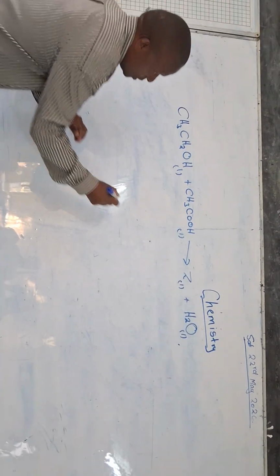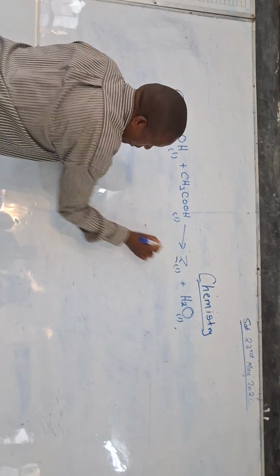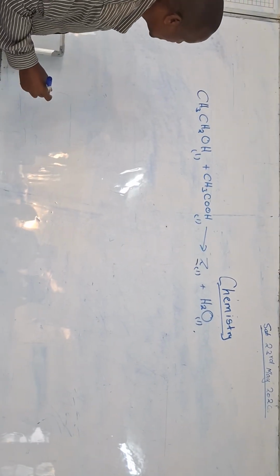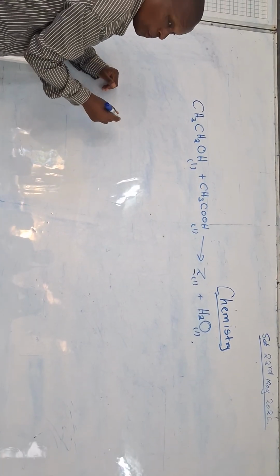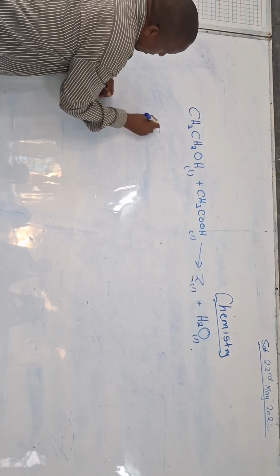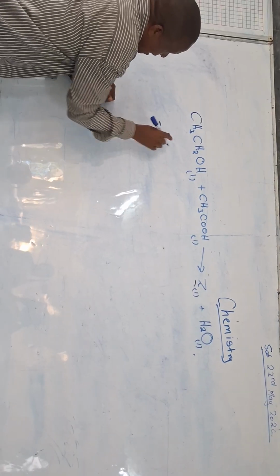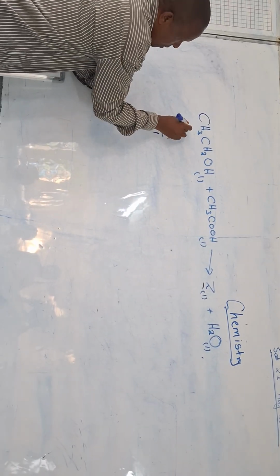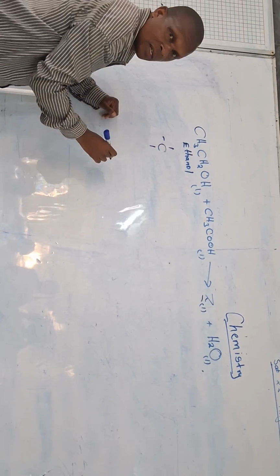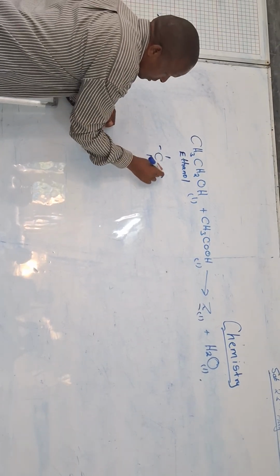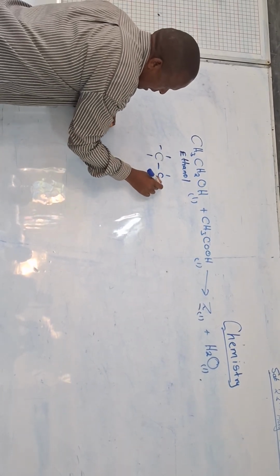Look at this equation. Look at the product Z. So to get the product Z, we are going to draw an open structure of this compound. So the first product here, this is ethanol. Okay, the first product is ethanol. So we draw the open structure of ethanol, which is like that.